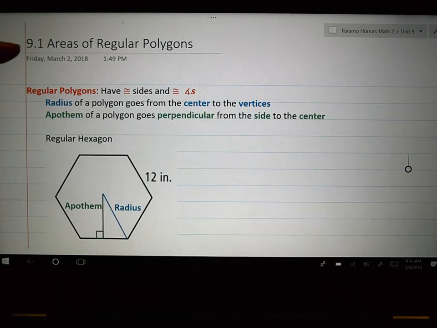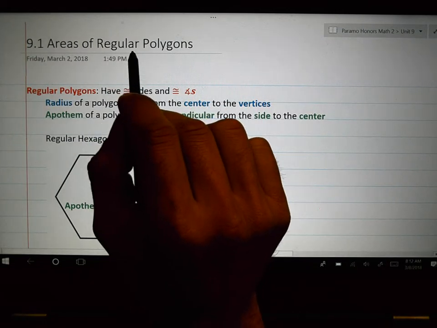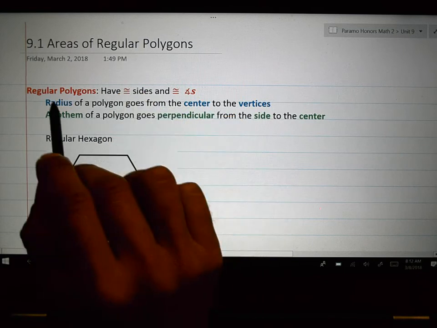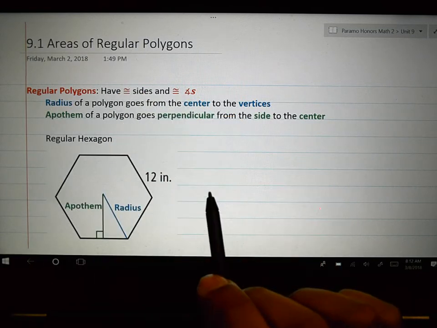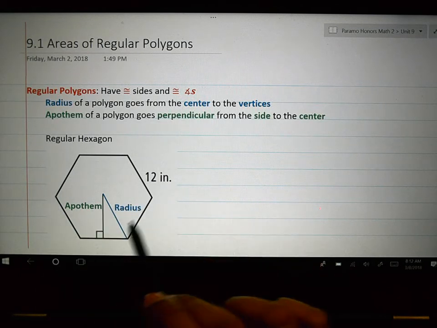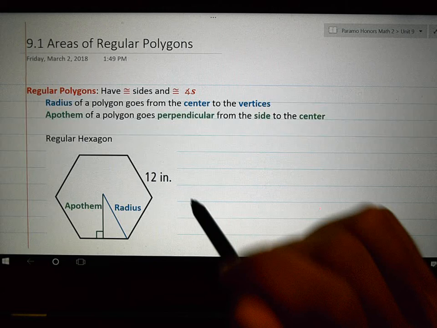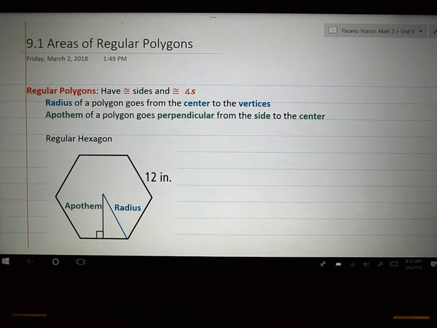So 9.1 is on the area of regular polygons. The key word here is regular. The word regular means they have congruent sides and congruent angles. All sides are the same. All angles are the same. What we are doing only works for regular polygons.